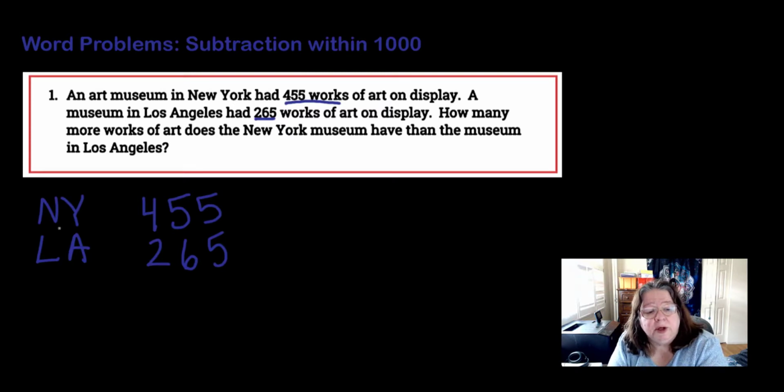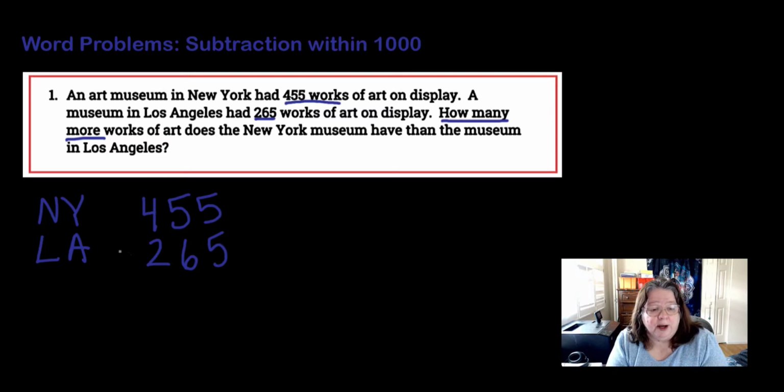So we know this much. We know New York has 455. We know Los Angeles has 265. The question is, how many more? That's a comparison. It's not asking how many altogether. It's saying, okay, one museum has this amount, one museum has this amount. How many more? What's the difference? How many more does the New York Museum have than the Los Angeles Museum? That would be a subtraction problem, and just by chance, it's already set up.